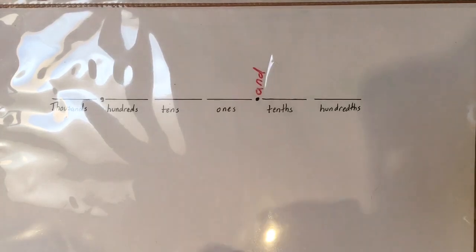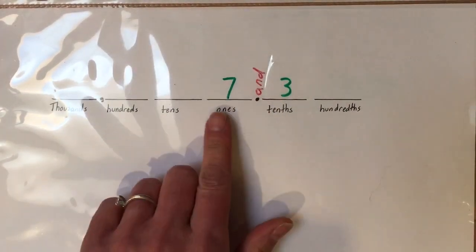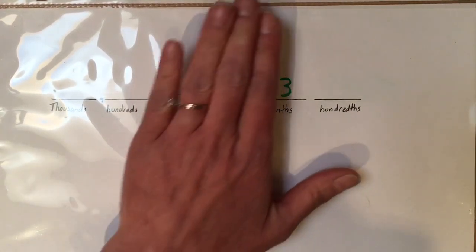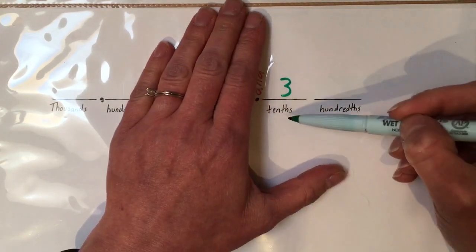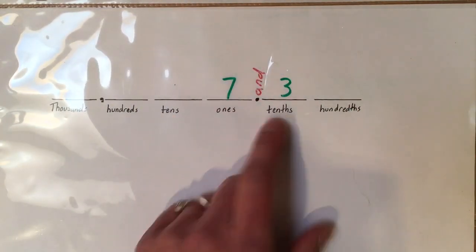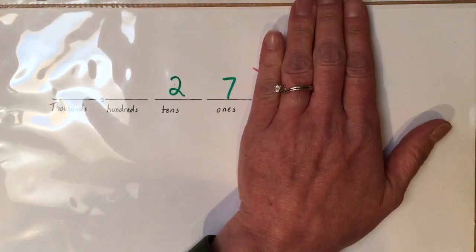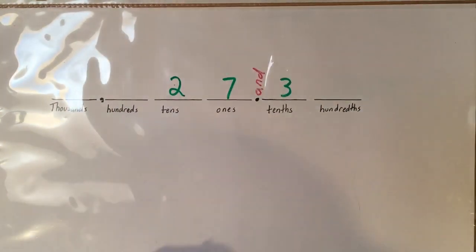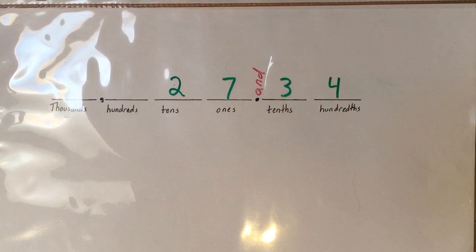So if I were to do this number here, how I would say this is I ignore all my decimals first, and I'm just going to say that number, 7. Then I want to just look at my decimal side. This is just the number 3. It's sitting in the tenths place. So what I would say is 7 and 3 tenths. If this were a number like this, I'm going to start over here. 27 and 3 tenths.